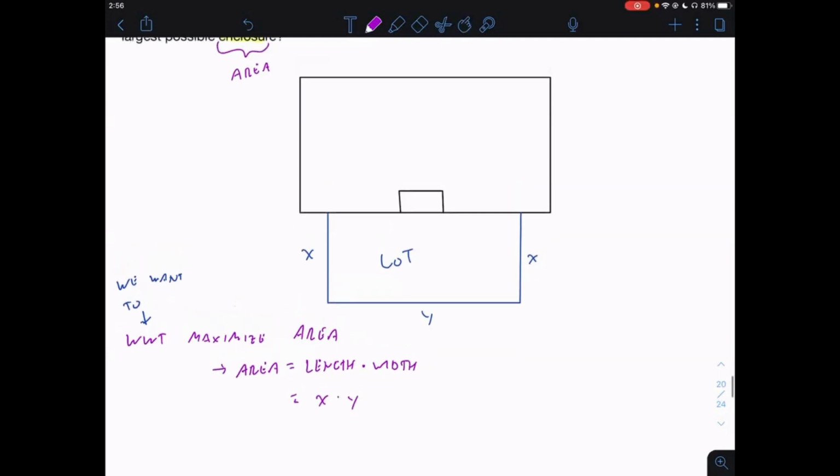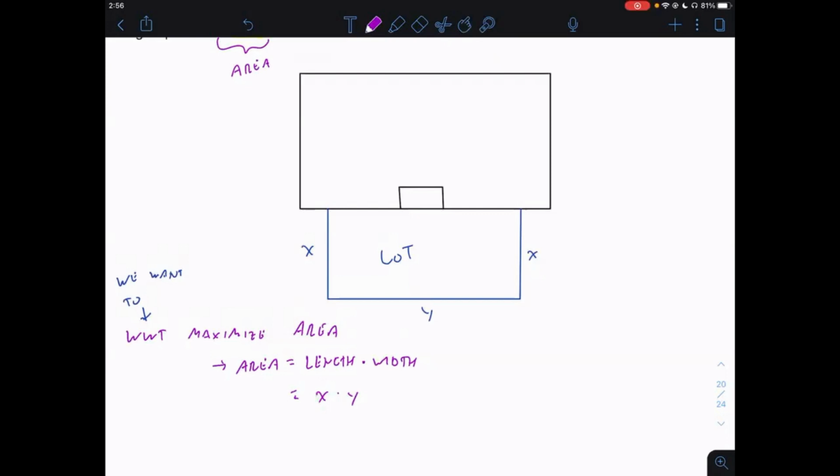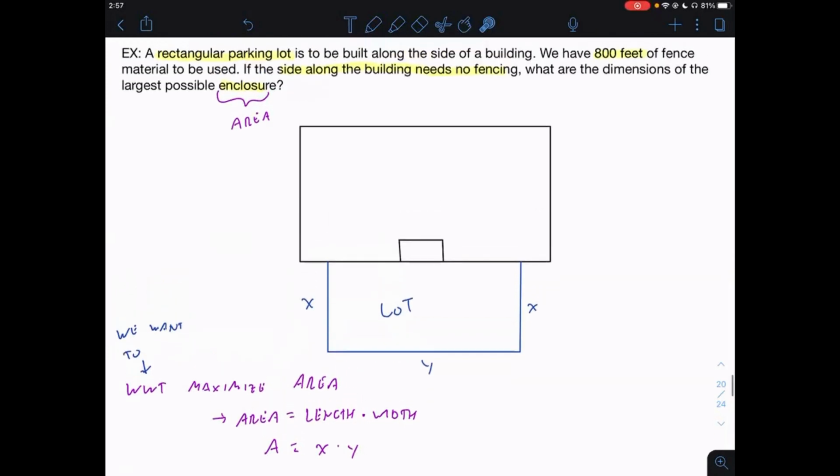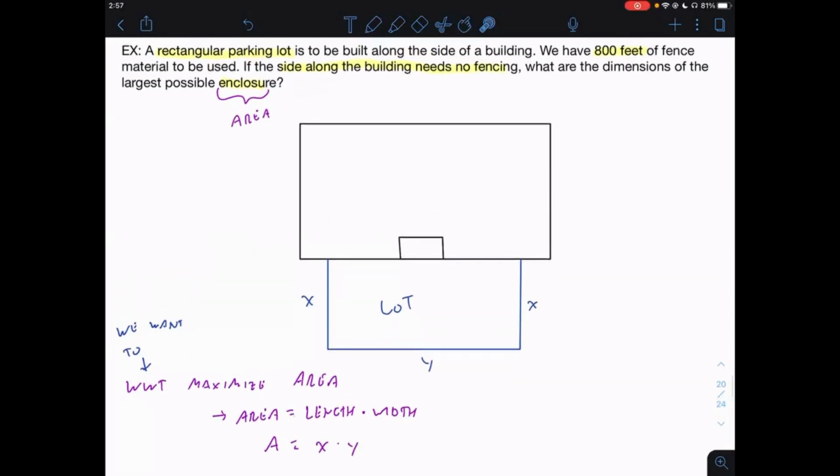Okay, so this is the function that we want to maximize. And let me call this A for area. All right, so we want to maximize this function A, that's in terms of x and y. And recall from the previous section, 3.3, what does it mean to either maximize or minimize a function? It means that we need to find its critical numbers by utilizing the first derivative.